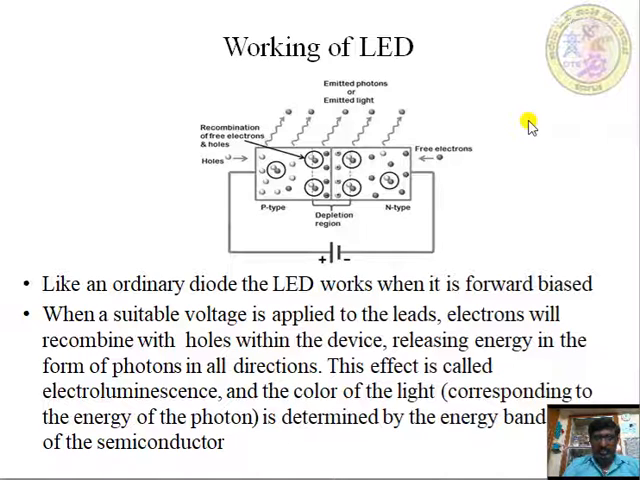This effect is called electroluminescence, and the color of the light, corresponding to the energy of the photon, is determined by the energy band of the semiconductor. So what does this mean? When a voltage is applied, the electrons recombine with holes within the device, releasing energy in the form of photons in all directions, and the color of the light depends on the energy of the photon.